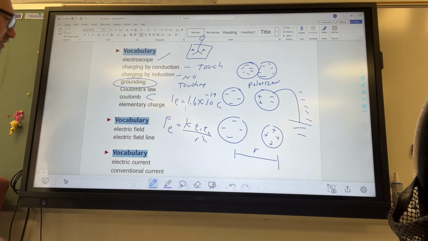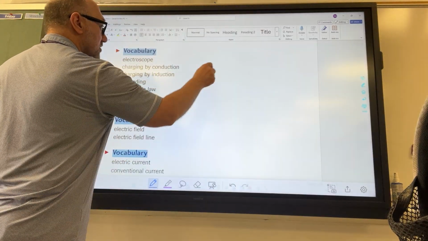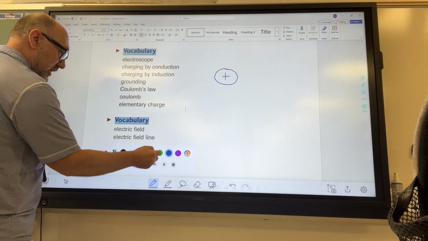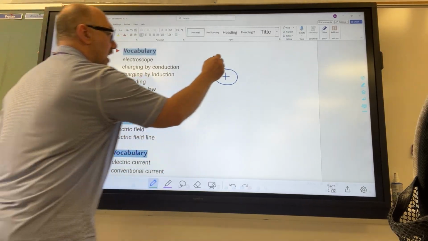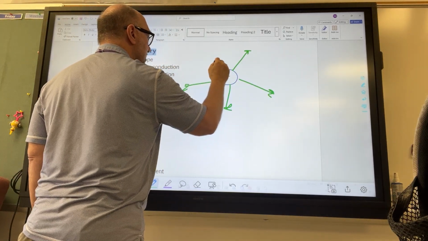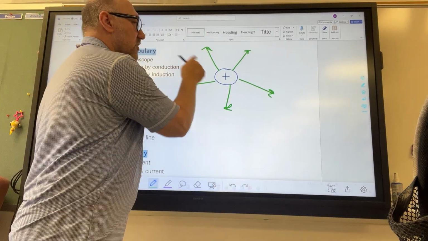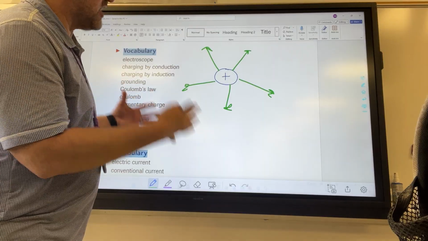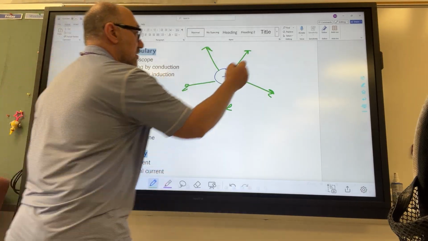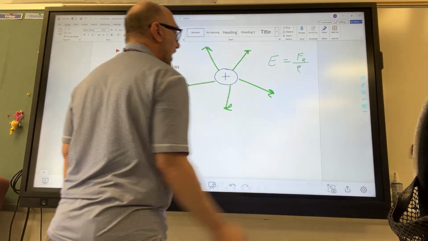Electric field. Electric field is the area, or the volume, I should say, around a charged object. I have this electric field. And the electric field lines are what a positive test charge wants to do. So in this case, the positive test charge wants to get out of there. The arrows are going to point away, evenly distributed. And we know that the strength of it is E is equal to F over Q.